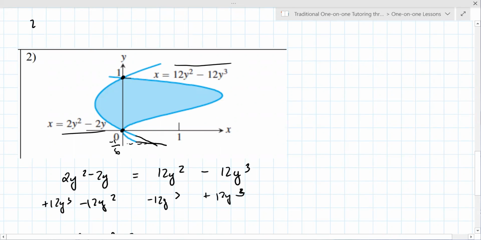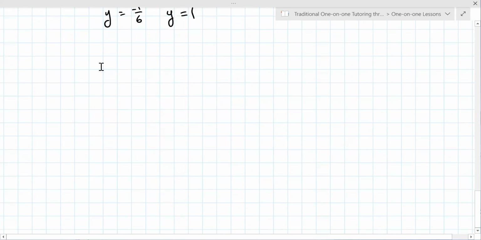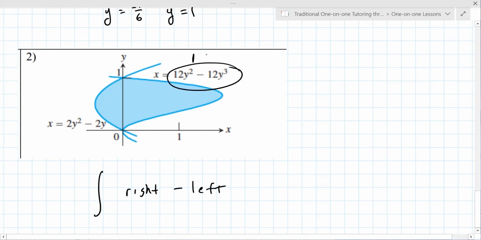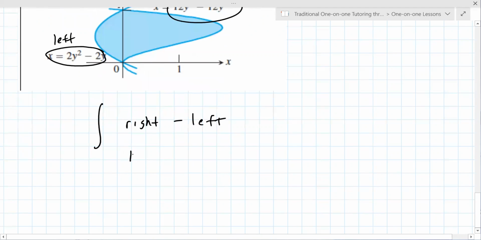But there's a fair amount of work to figure out where they intersect, and you have to do it. You can't even proceed without it. So now the integral here is in your y direction, and it's right minus left. So your right function is this one, and this other one is left. So that is 12y squared minus 12y cubed minus, that's this minus, 2y squared minus 2y.